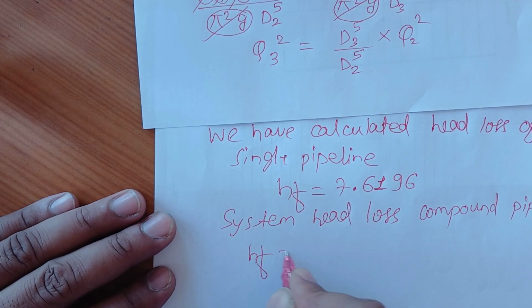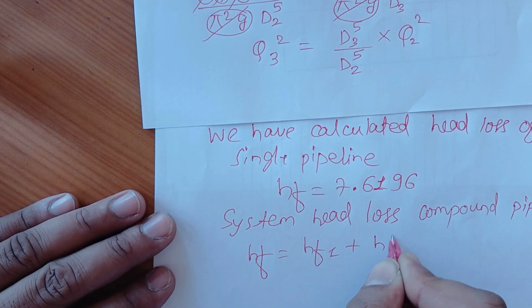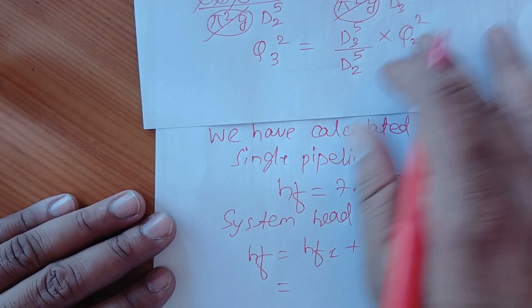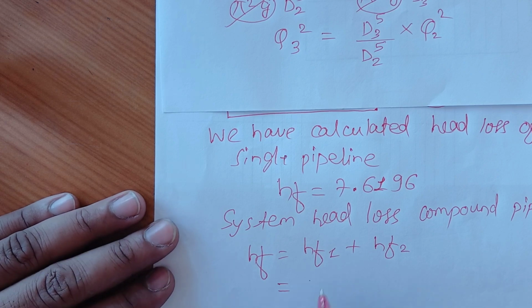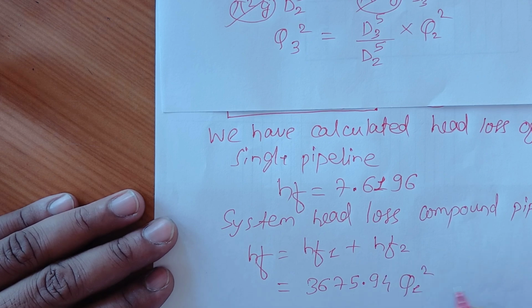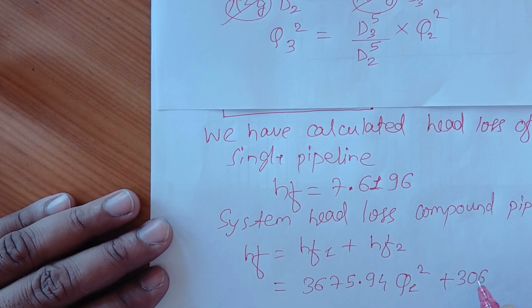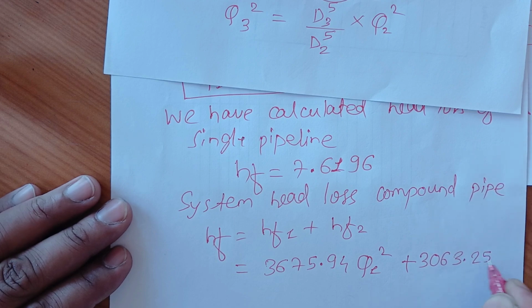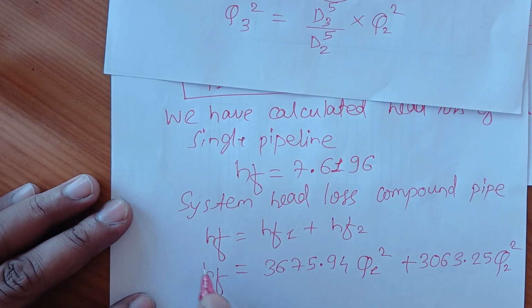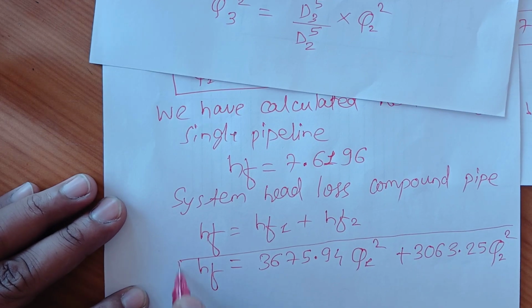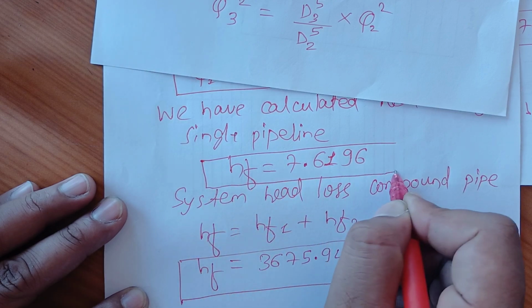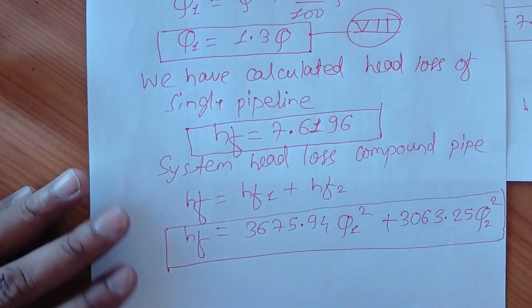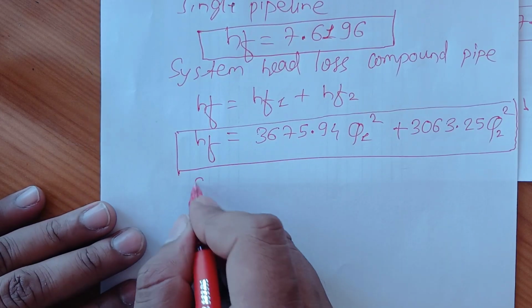That is HF is equal to HF1 plus HF2. So if you equate this, you are going to get HF1 plus HF2, that is 3675.94 Q1 square plus 3063.25 Q2 square. This is now another head loss of the compound pipeline system. So you can equate the head loss of the single pipeline system and compound pipeline system. This is the concept of equivalent pipe. So let's equate these two.